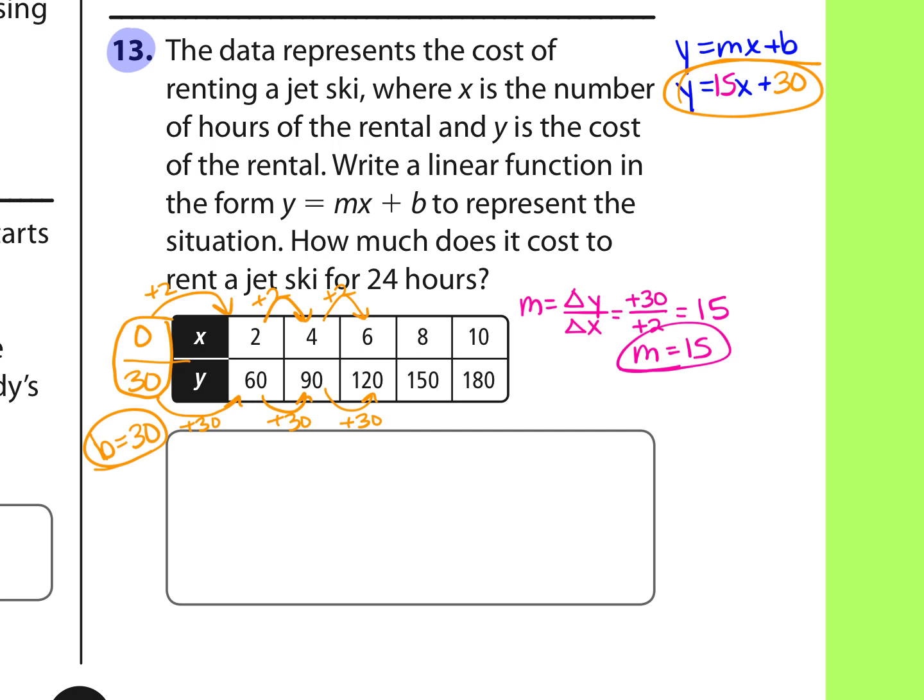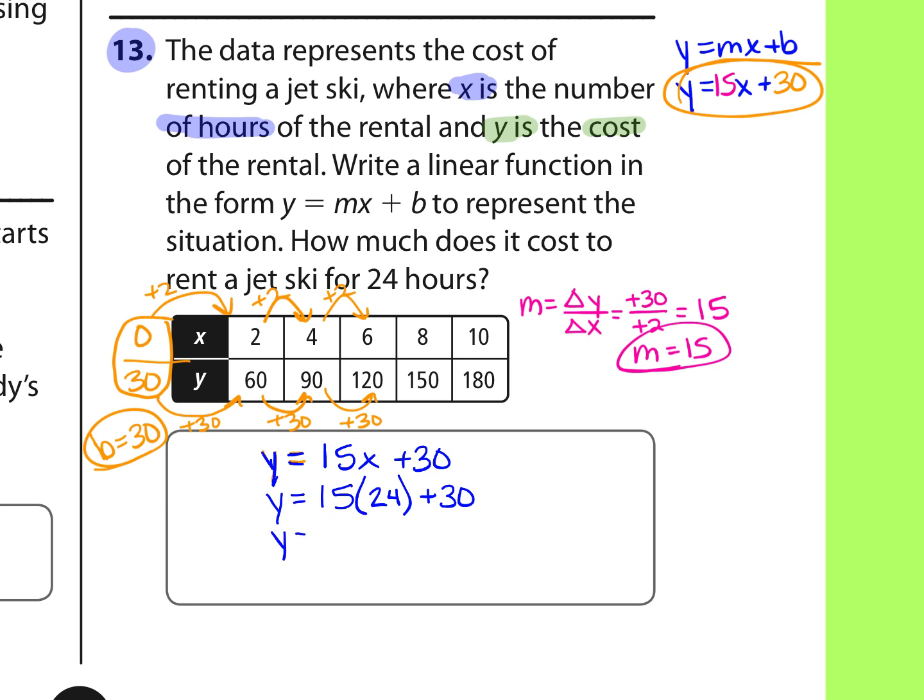Now, how much does it cost to rent a jet ski for 24 hours? Well, thinking back that x is the number of hours and y is the cost of the rental, we want to know the cost y for x hours. And the hours are 24 hours. So we're just going to plug into our equation. We have y equal 15x plus 30. We said x is the number of hours, which is 24 hours. And y is the cost.